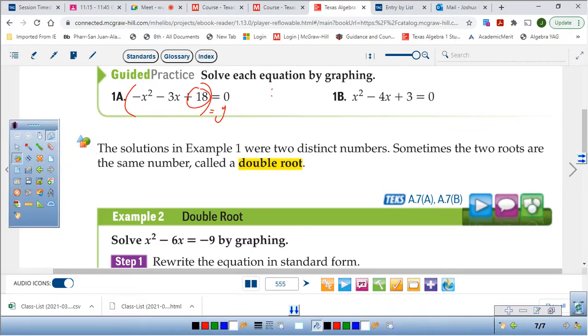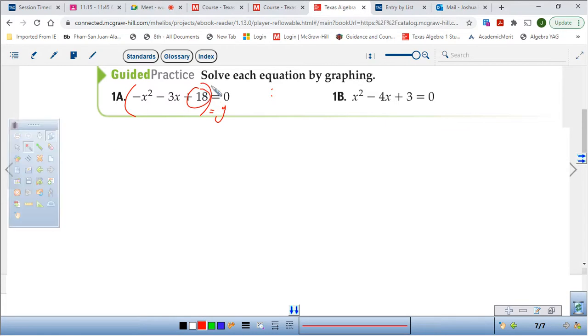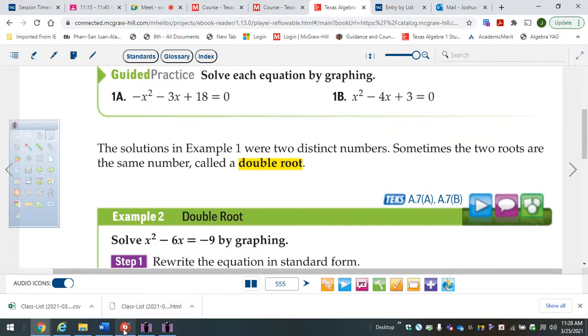So let's solve this one by graphing. Take out your calculator. You should have it out actually, and we should work on this real quick. I'll give you about 10 seconds to copy this down, and then I'm going to work it out for you. You're going to do this one on your own. Negative x squared minus 3x plus 18. Okay, that's about it. I'm going to graph it now.